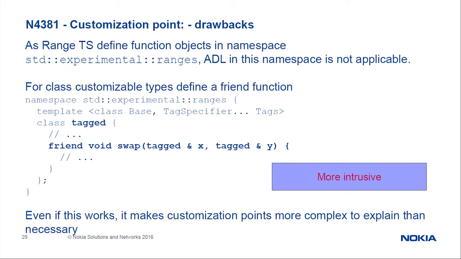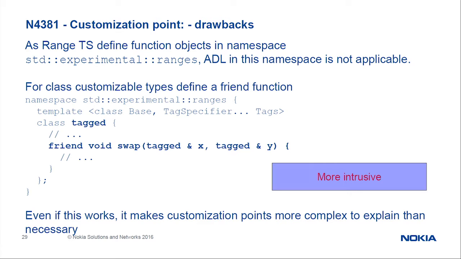There are some drawbacks to the design, because the fact that we introduce a function object makes ADL not available anymore in this namespace. Then any class that is defined in this namespace needs to use other ways to customize. For example, in the range TS, the class tag should use this tricky way of defining swap as a friend function, if we wanted to customize swap.